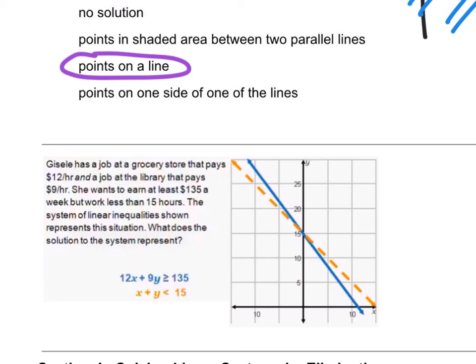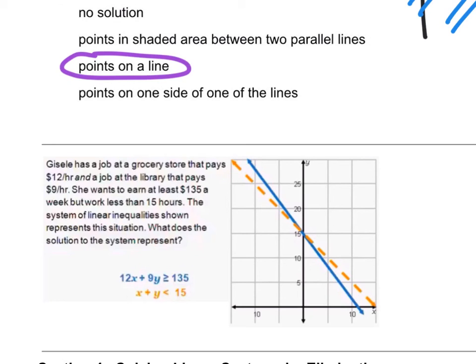In this situation, Giselle has a job at the grocery store that pays $12 an hour and a job at the library that pays $9 an hour. She wants to earn at least $135 a week but work less than 15 hours. The system of linear inequalities shown represents the situation. So that's there, and then we have the graph. What does the solution to the system represent?